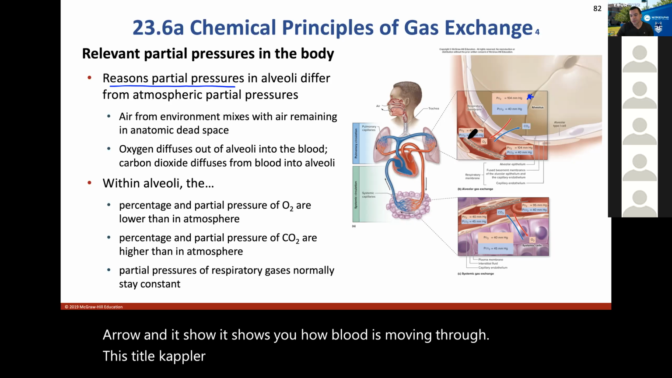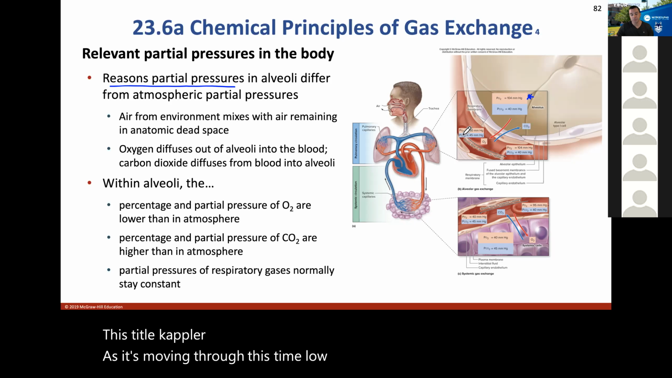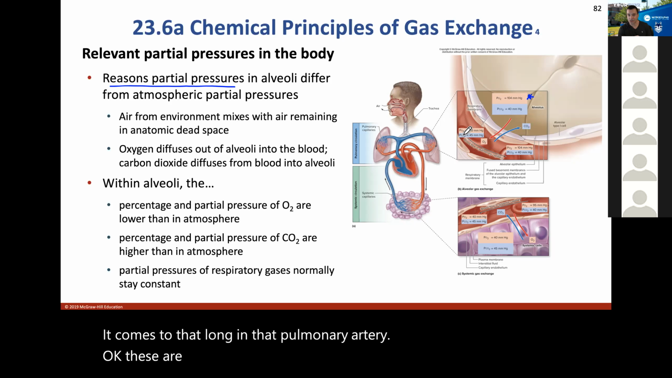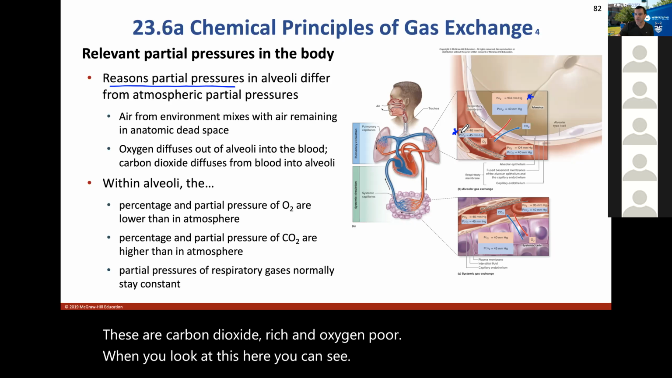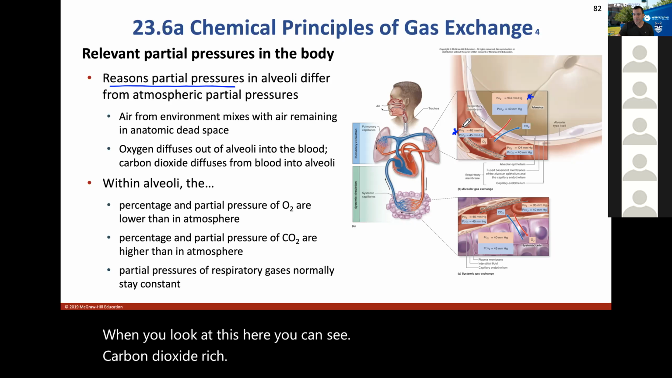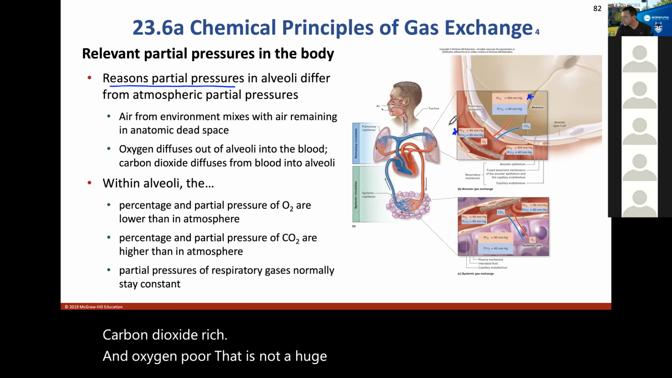As it's moving through this tiny little capillary, you can see this has been delivered from the heart. It comes to that lung in that pulmonary artery. These are carbon dioxide rich and oxygen poor. When you look at this here, you can see carbon dioxide rich, and oxygen poor.